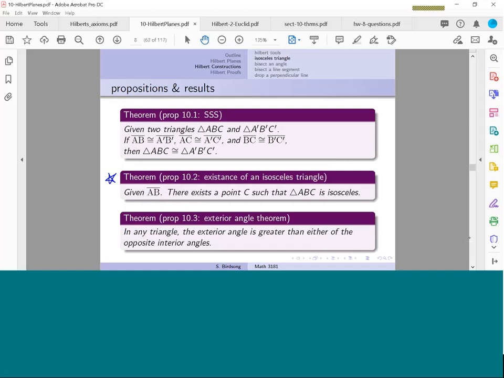The 3rd proposition in Section 10 is the exterior angle theorem. And this one goes as follows. You have some triangle, grab any of its exterior angles, and that exterior angle is always greater than either of the 2 alternate interior angles. And note here in terms of that comparison, the greater than is that same inequality of angles that we talked about before, where the smaller angle can literally be copied inside of the bigger angle.